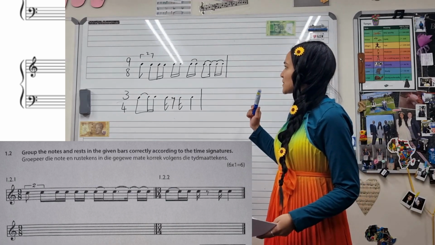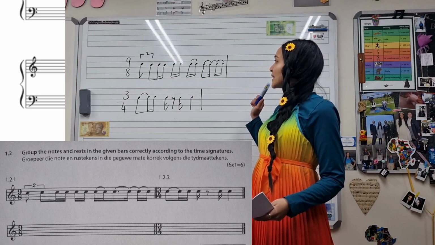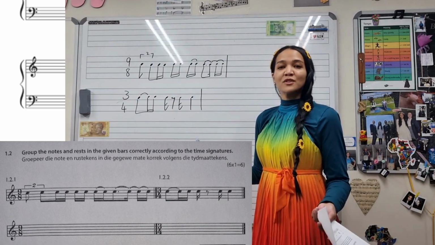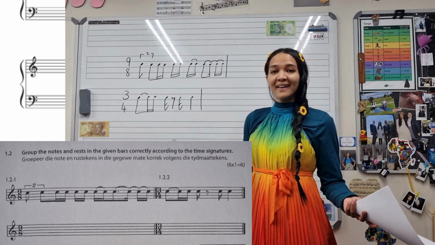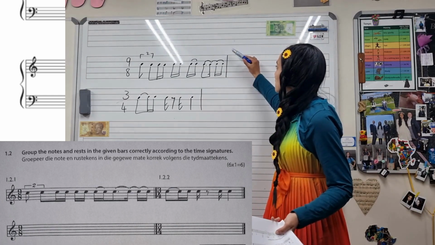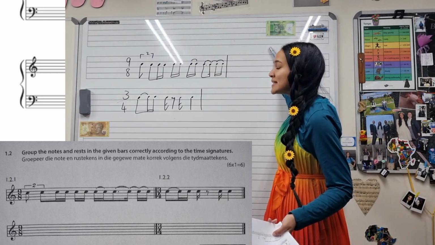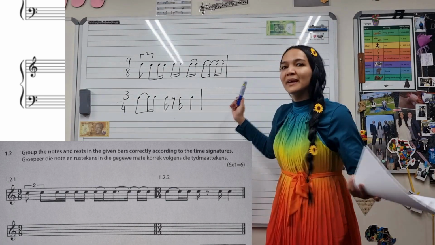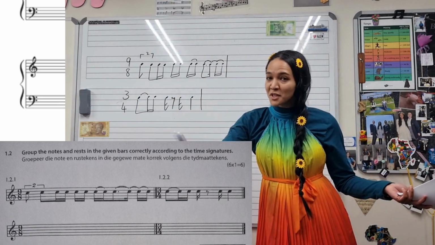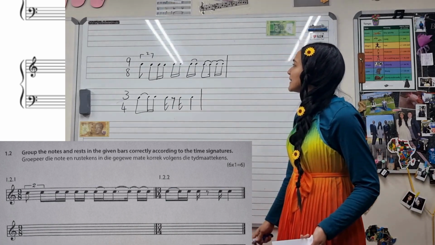For this question you'll see that we are awarded 6 marks. The logical way of identifying that would be on each of your beats in 9/8, beat 1, beat 2, beat 3, and then in each of your beats in 3/4, beat 1, beat 2, beat 3, you'll be getting a mark, and that will give you your 6 marks. So let's start with 9/8.